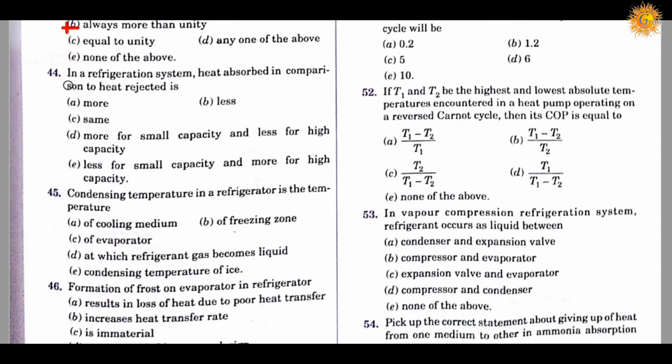Question number 44. In a refrigeration system, the ratio of heat absorbed in compression to heat rejected is option A, more, option B, less, option C, the same, option D, more for small capacity and less for high capacity, option E, less for small capacity and more for high capacity. So the correct answer for 44 is B, less. In a refrigeration system, heat absorbed in compression to heat rejected is less.